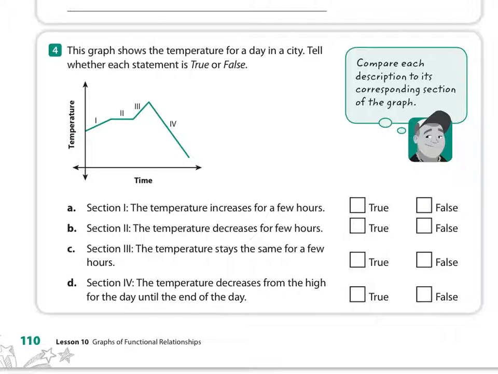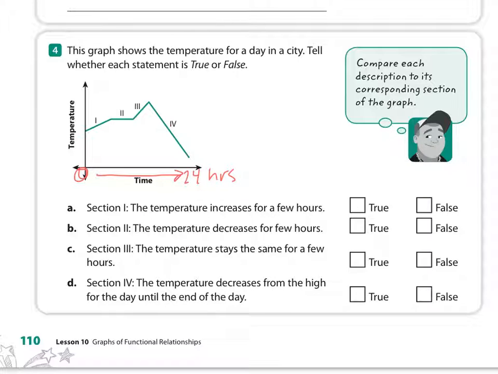And last question of the day. Graph shows the temperature for a day in a city. Tell whether each statement is true or false. So we've got, looks like 4 parts to our graph here. Again, let's understand the graph before we try to answer any questions. So here is at time and temperature 0. And then as our time increases, again, I'm assuming this is for a whole day, so this is 24 hours. Right, so we'll say 24 hours. Sometimes it might help us to put numbers on here.